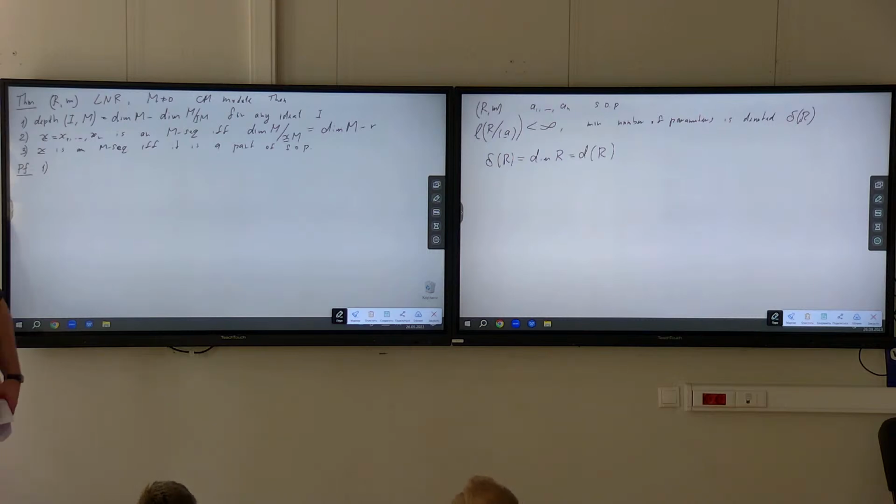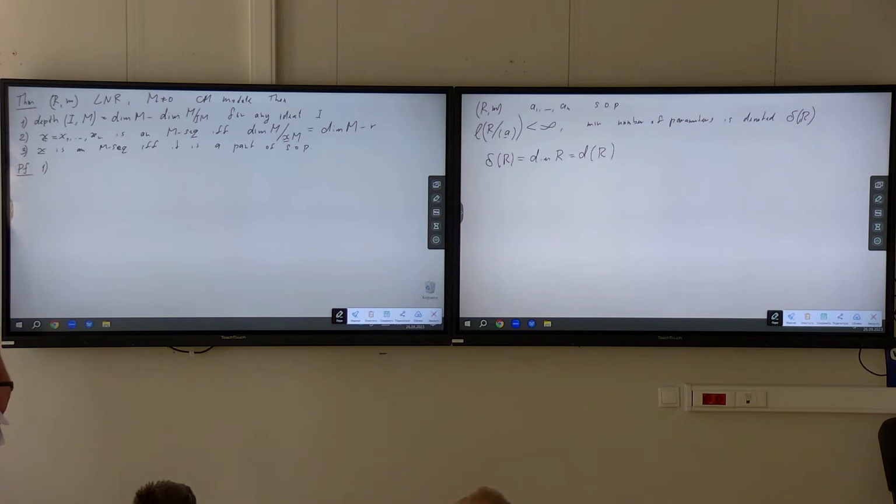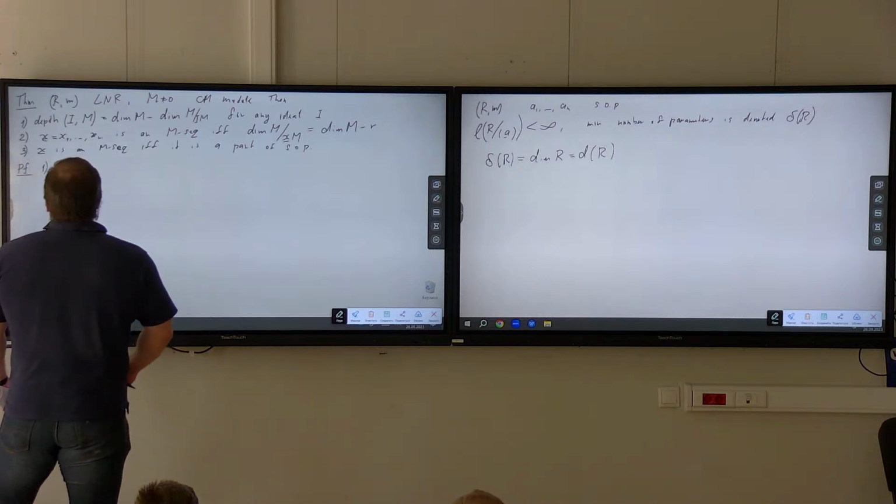Yeah, I think that's all you need to know. Finiteness of length means that this is an Artinian ring. I said that this is the 0 dimension. Okay.